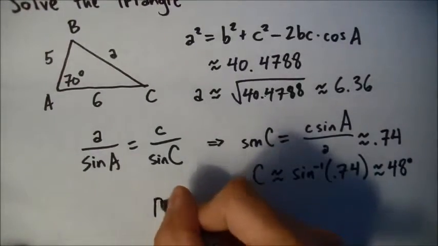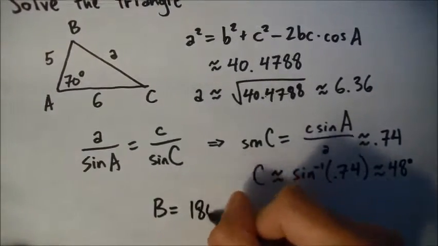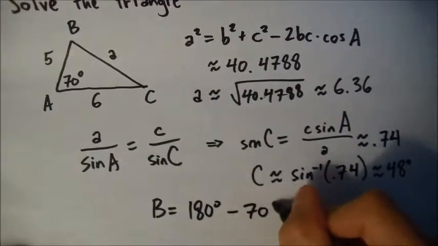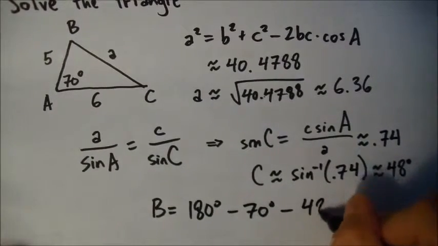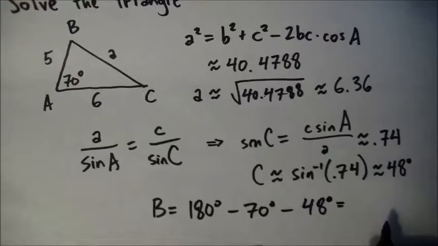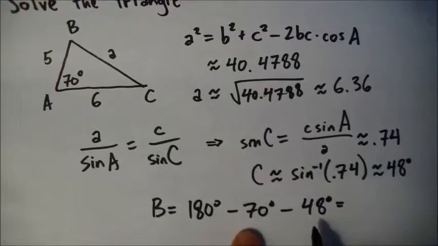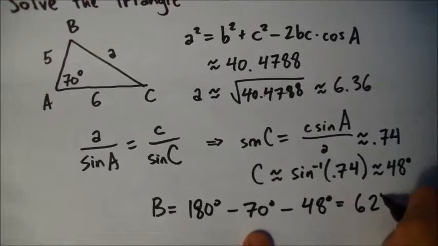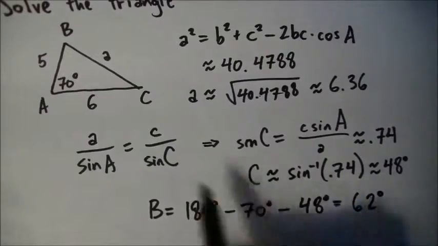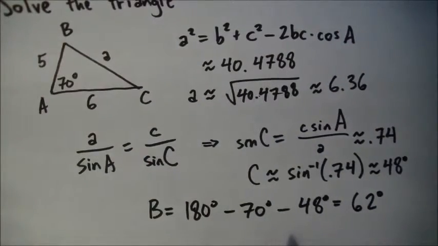So now we know that C is 48 degrees. We can find that B is just 180 minus A, which is 70, minus C, which is 48, and that comes out to be 62. So there's how we can find the missing side and two angles using the law of cosines followed by the law of sines.